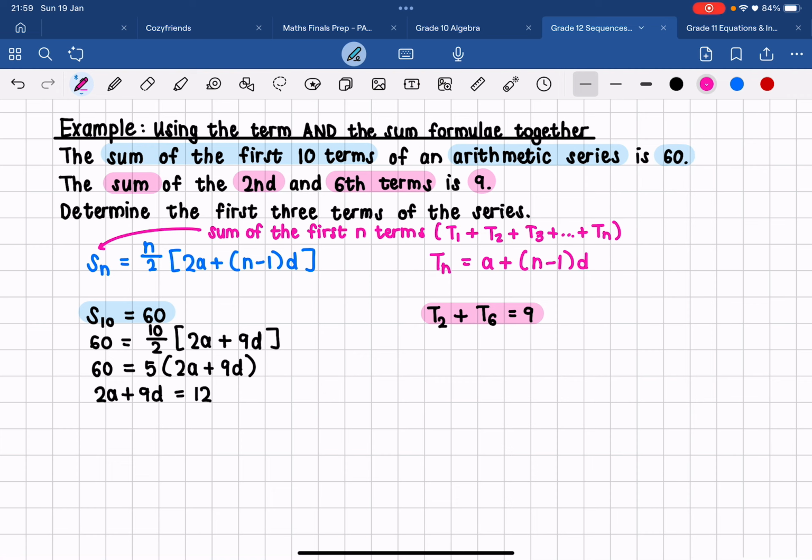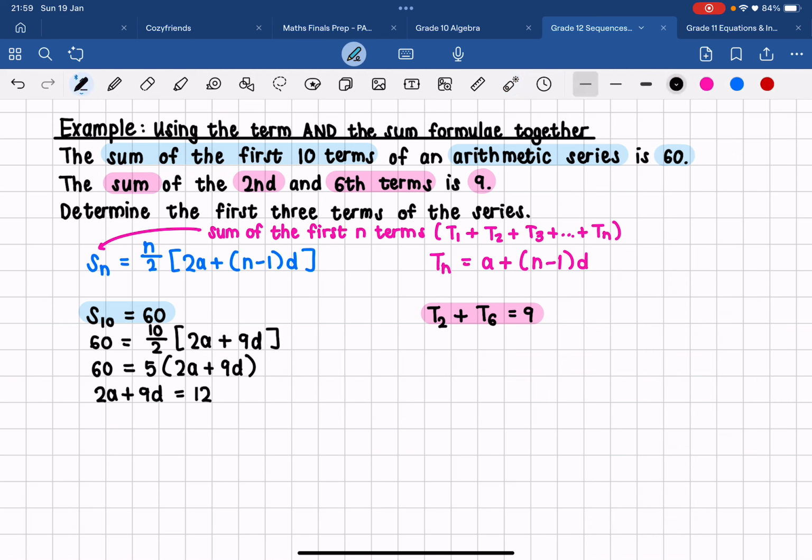It is important to remember that even when we have a series, which we do have here, they told us a series, which remember is where you have pluses instead of semicolons, you can still be required to use the term formula. If they are talking about terms, we have to use the term formula. If they are talking about the sum of the first however many terms, we need to use the SN formula.